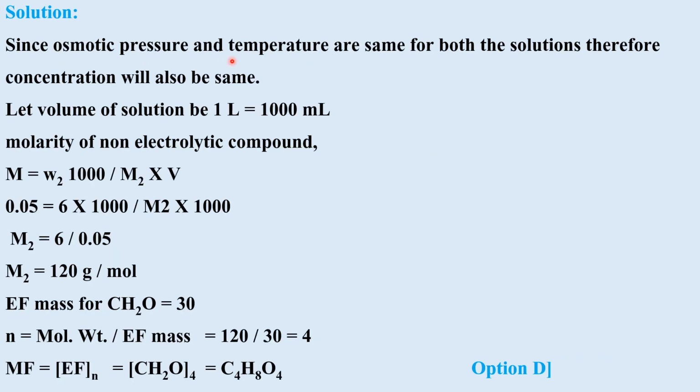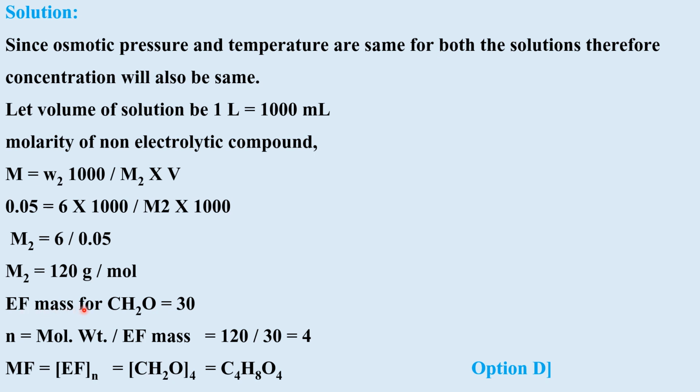Since the osmotic pressure and temperature are the same for both the solutions, the concentration will also be the same. Let the volume of solution be 1 liter, that is equal to 1000 ml. Molarity of the non-electrolytic compound M is equal to W2 into 1000 divided by M2 into V. Substitute the values. Molarity 0.05, W2 6 gram into 1000 divided by M2, which we have to find out, volume 1000 ml. So M2 is equal to 6 divided by 0.05. M2 is equal to 120 gram per mole.